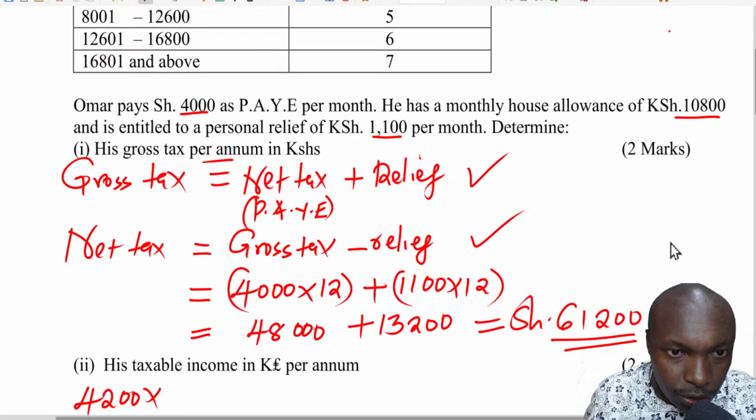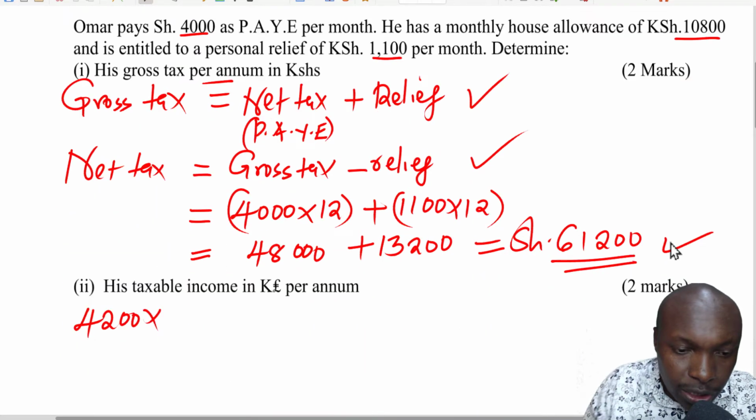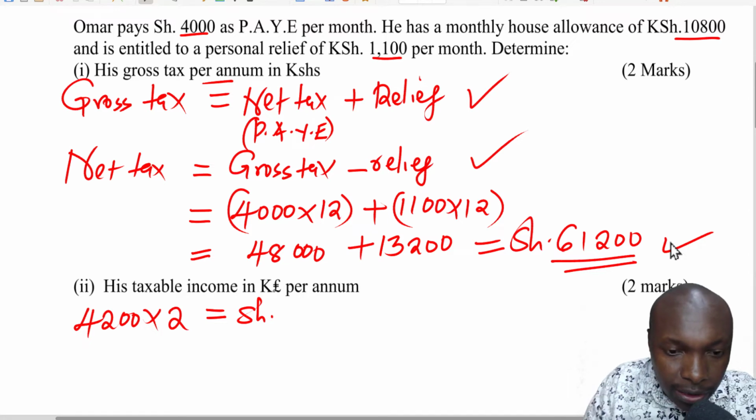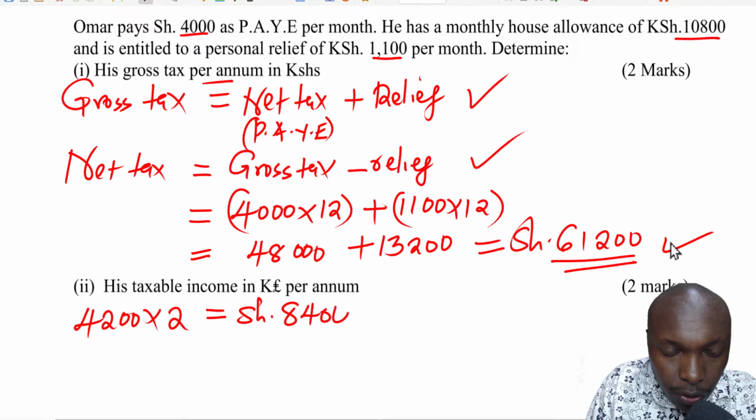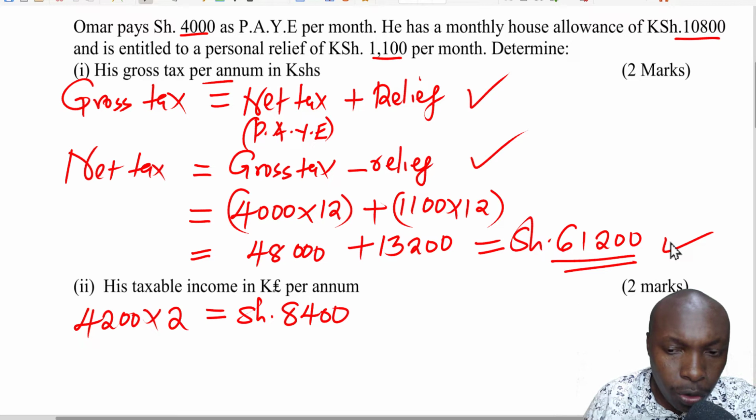Then the taxation rate there. When we do this taxation, it is 2 shillings per Kenyan pound. And here we get the answer, the tax in Kenyan shillings. We get 8,400. So we want to tax until we get this gross tax.